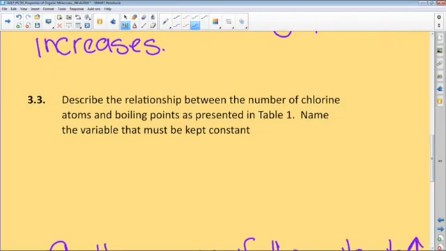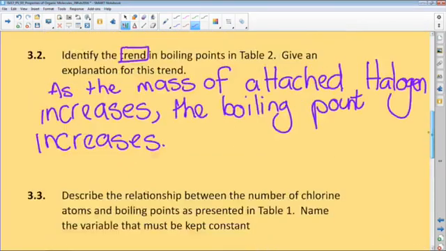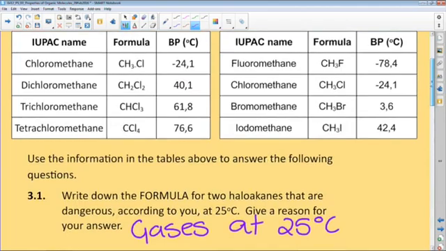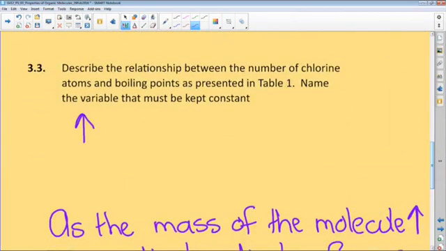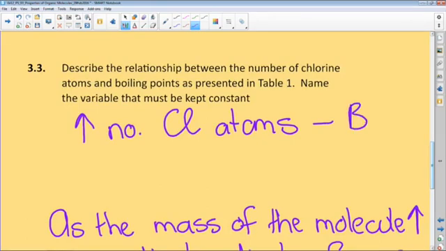Now, quickly before I have to go. It says, describe the relationship between the number of chlorine atoms and boiling point. So what happened in table 1? As I increased the number of chlorines, the boiling point increased. So when we describe it, we go increase the number of Cl atoms and boiling point increases. Okay.